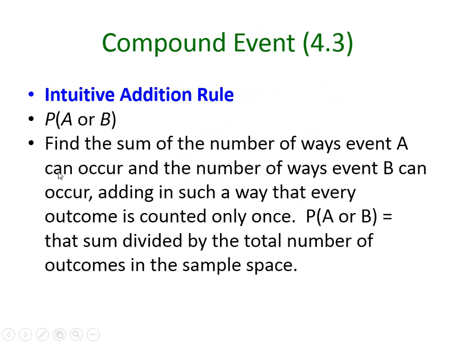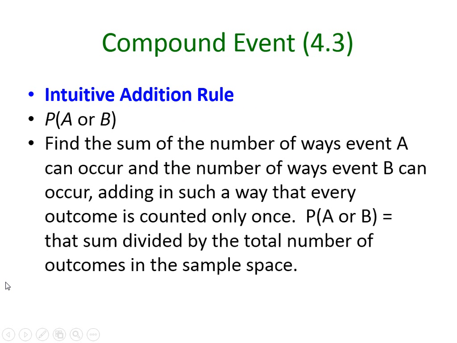Now, we also have the intuitive addition rule, which is still finding the probability that A occurs or B occurs. This is where you find the sum of the number of ways event A can occur and the number of ways event B can occur, adding in such a way that every outcome is counted only once. So the probability that A or B is that sum divided by the total number of outcomes in your sample space.